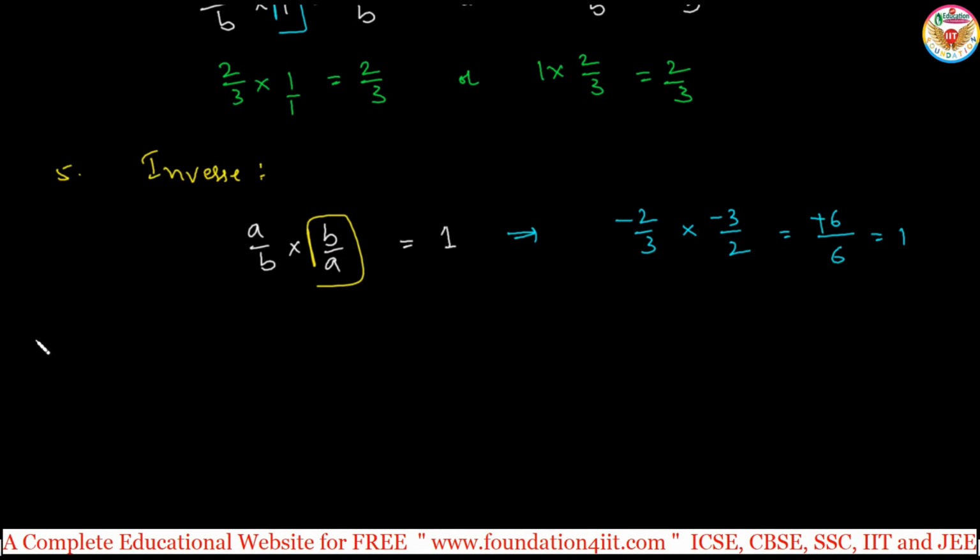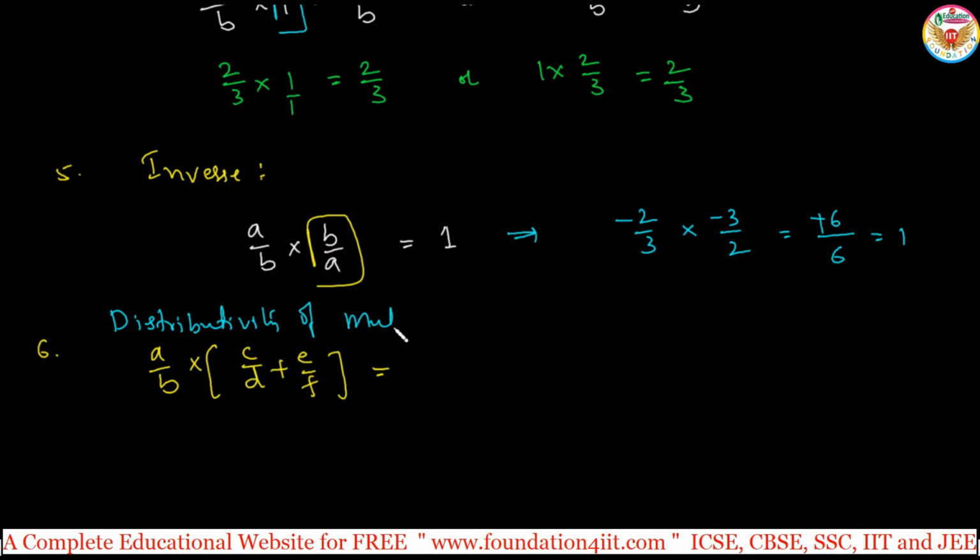And the main thing, one more: the distributivity over addition. Distributivity of multiplication over addition. That means a by b is multiplied with c by d plus e by f. Let me write the heading. The property is distributivity of multiplication over addition.